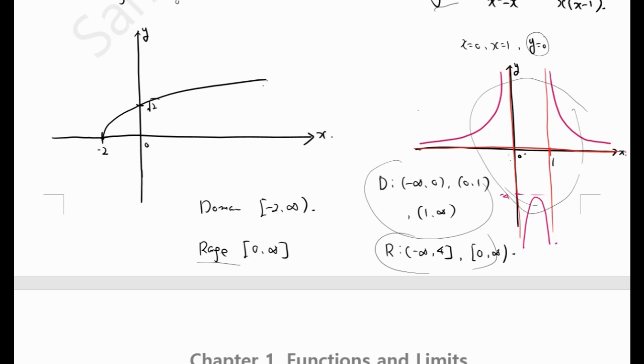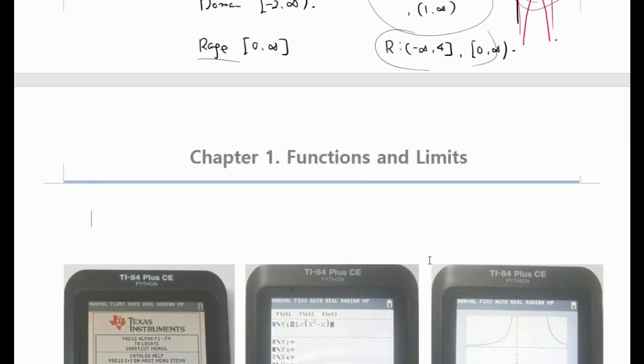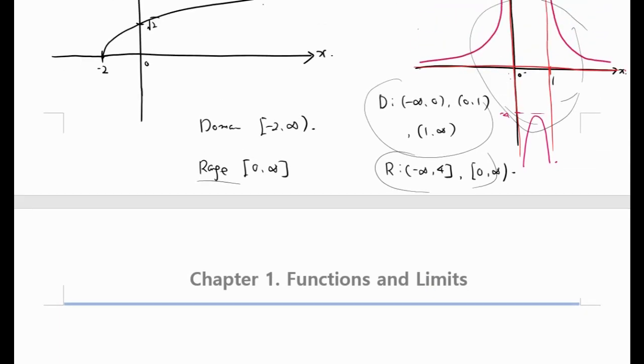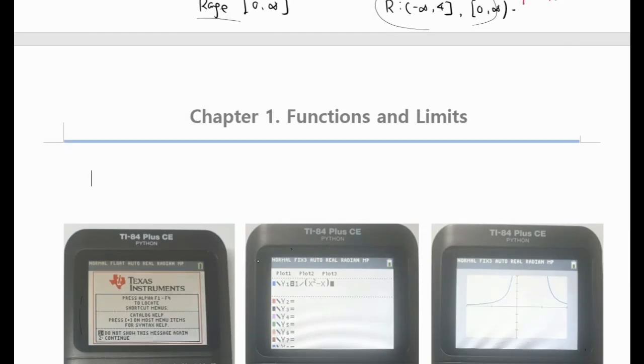And someone asked me, how can you draw this graph? I can draw this graph by hand or using a TI-84 graphing calculator. I will explain the TI-84 graphing calculator and try to draw this graph. So this is the TI-84 graphing calculator.